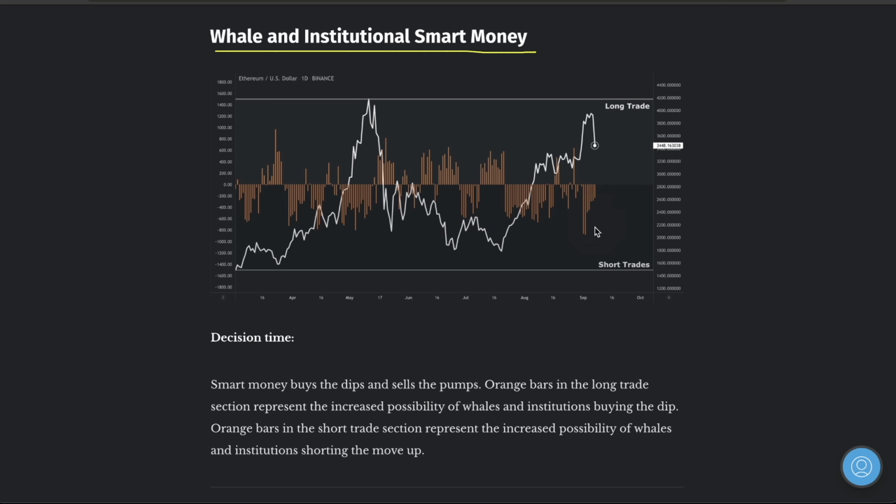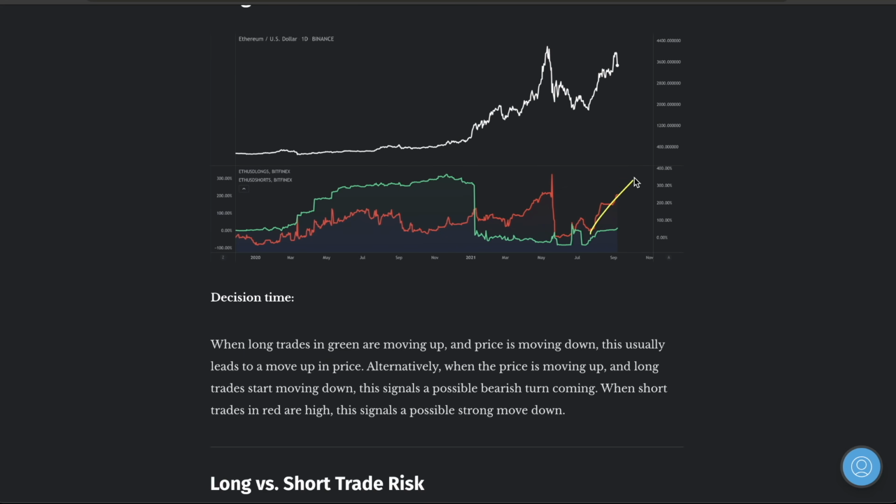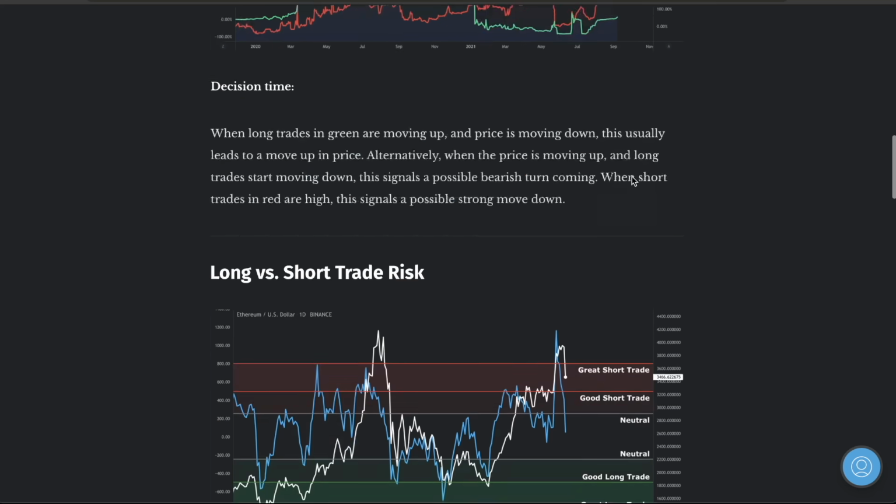Okay, when this came out, to me, this was like, oh my gosh, this thing is gonna drop like a rock. And then on top of this confirmation, we saw short trades going through the roof here. And I'm like, no, there's no way this thing's gonna keep pumping up.